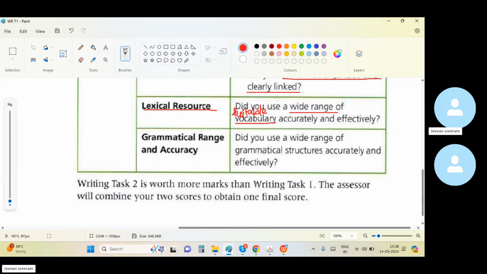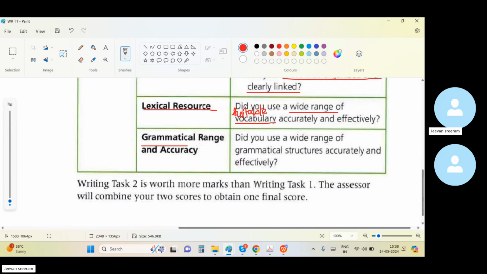So obviously, whenever you use apt vocabulary, that makes the related sentence relevant and accurate, right? So if you are able to use a wide variety of apt vocabulary, that makes your response effective, or that makes the paragraph or sentence effective. Okay, next.